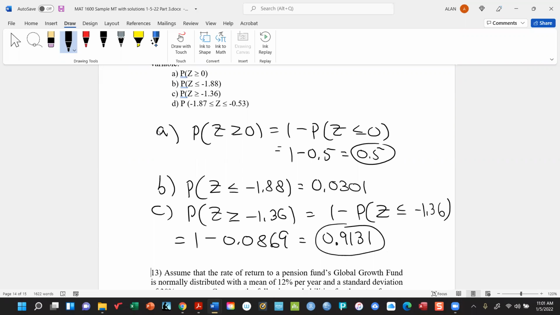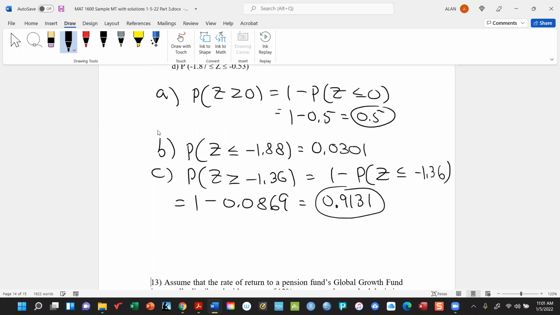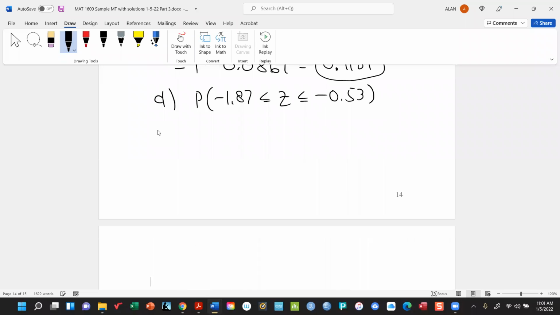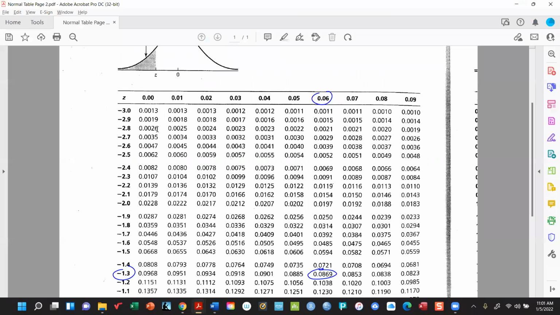All right, and then finally we have D. We have D, negative 1.87, negative 0.53. Now with these in between probabilities, we rewrite it as the probability that z is less or equal to negative 0.53 minus the probability that z is less or equal to negative 1.87. All right, so negative 0.53, we can find it on our table.